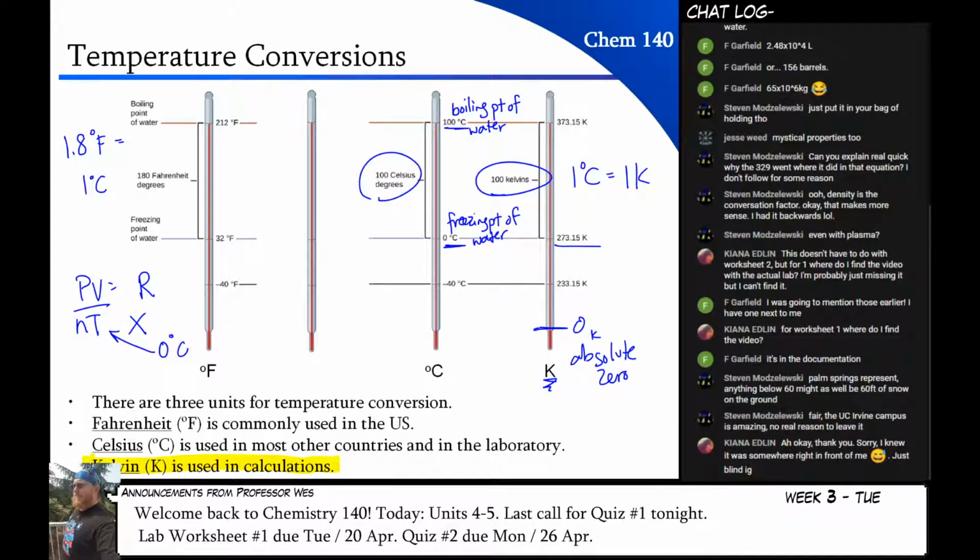Now, interestingly enough, I have this extra temperature scale here. This temperature scale is the absolute value version for Fahrenheit. So we can set this down here. This would be 0 in this scale. But I need a letter for it. What letter should I pick? Anyone know what this scale is called?